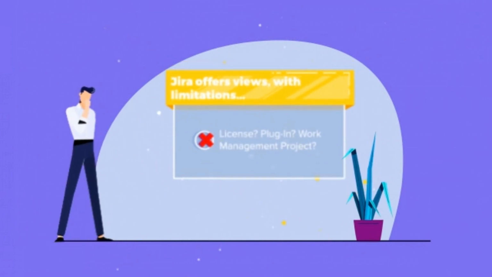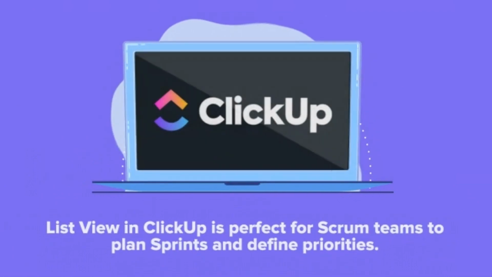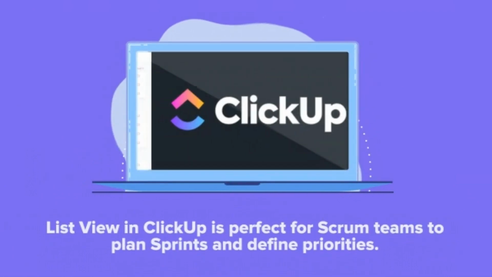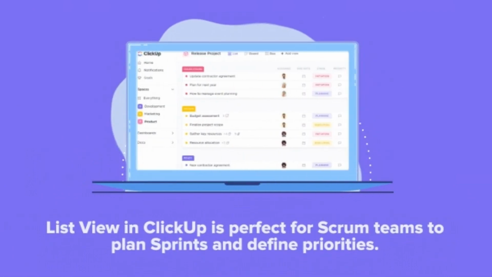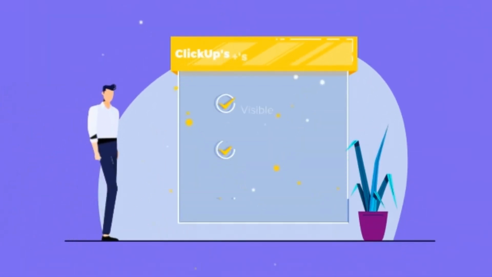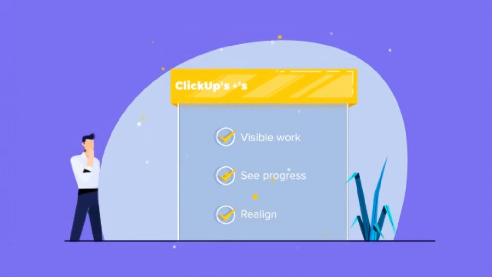ClickUp is designed for open collaboration and offers several ways to display Agile initiatives. Jira offers views, but with limitations. Views like Timeline, Gantt, and more are free in ClickUp.